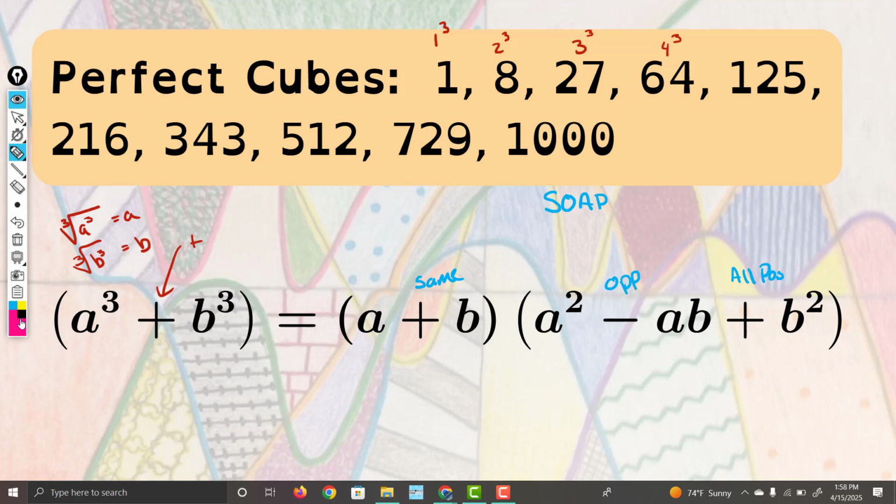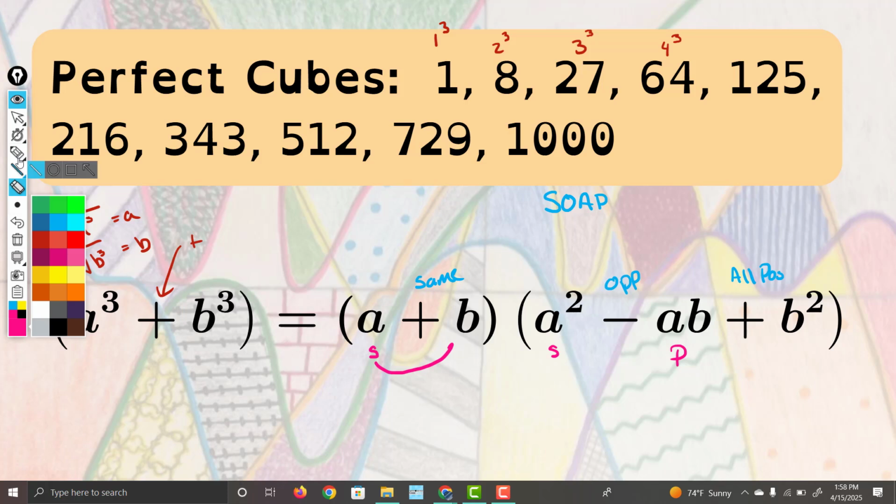Now, the other thing I use to help me create the second parenthesis is I square the first, so a squared is a squared. Then I find their product. And the way I write this is I write it underneath it like a sideways P. And so it kind of looks like a tongue sticking out. And then I square the b. So square, product, square. And that's what creates the second parentheses terms.